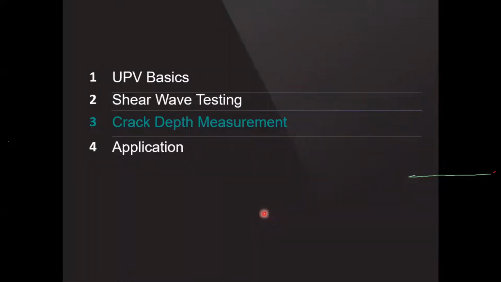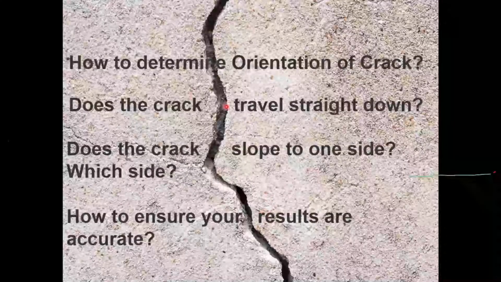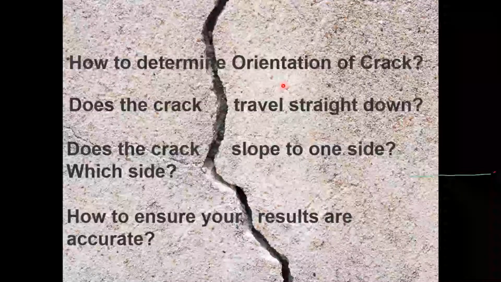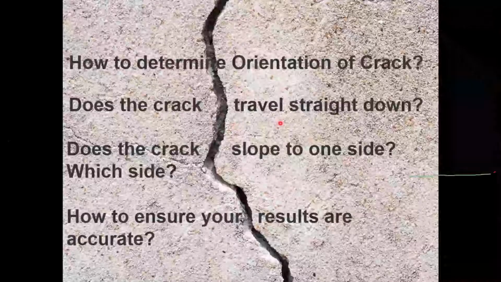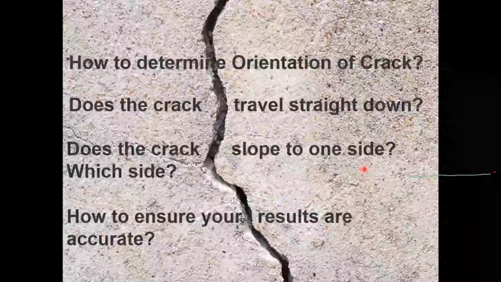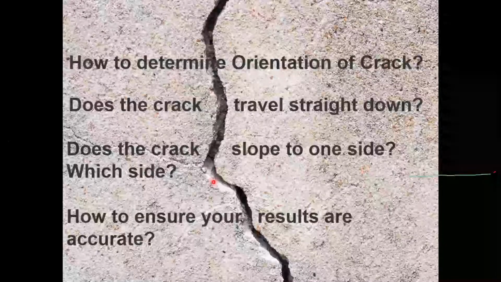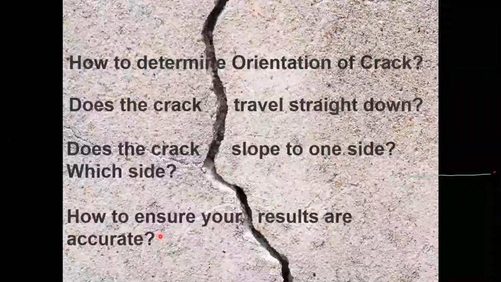Next, we move on to how we can do the crack depth measurement with the UPV, right? Okay, so before we go about doing the test, we have to ask ourselves some questions first. How to determine the orientation of the crack? Does the crack travel straight down, or does the crack slope to one side? If yes, to which side? Is it going to the right or is it going to the left? And how can we ensure our results are as accurate as possible?